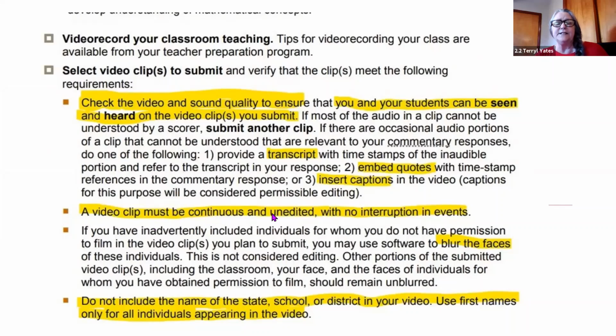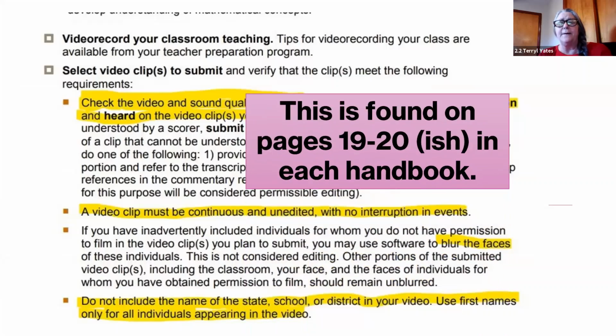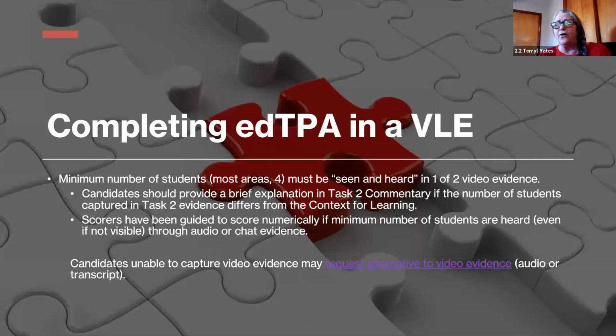It has, like I said, to be continuous, unedited, no interruption in events. If they have students that they recorded that they weren't supposed to record, for example, they never got the permission slip, then they'll need to blur the faces of those students. They should avoid using the name of the state, the school, the district in their video, and use only first names for the people in the video. And like we said, they're now allowing them to use avatars and emojis, and you can always just put the first name. So like we've said, it's going to be 4 students.